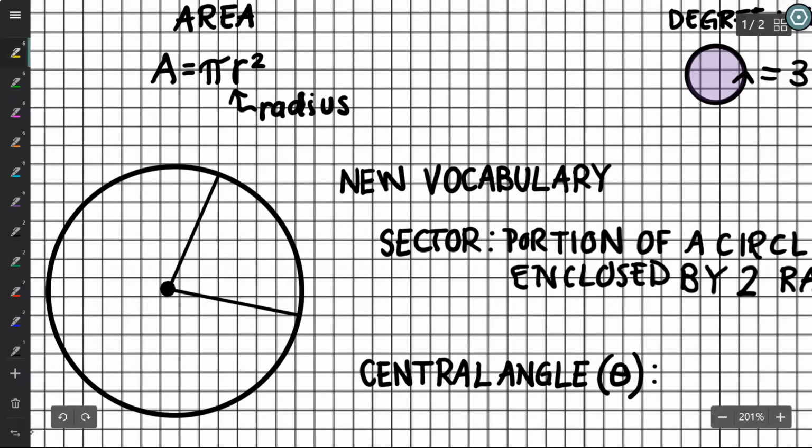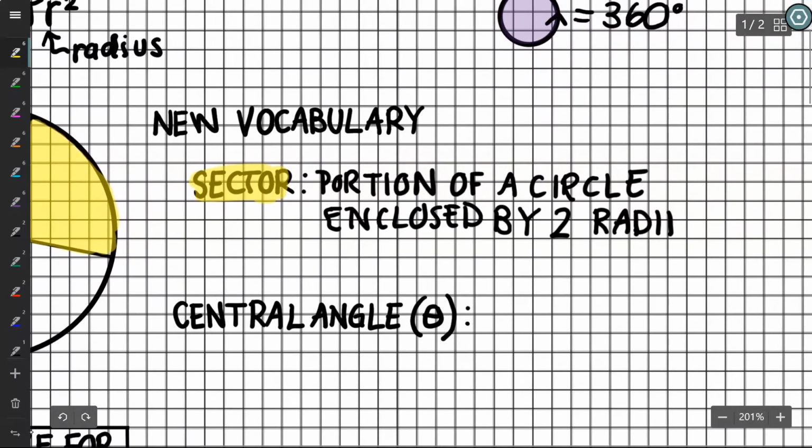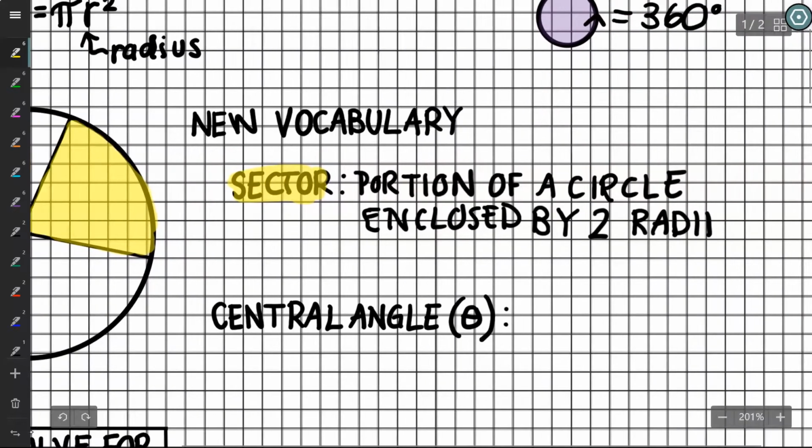So I'm going to color it in yellow on our image here. So this entire area that is in yellow is a sector. And I'm going to go ahead and highlight the word sector as well. So that entire yellow highlighted area in our circle is called a sector. All right. The next thing we want to define, our next vocabulary term, is central angle.